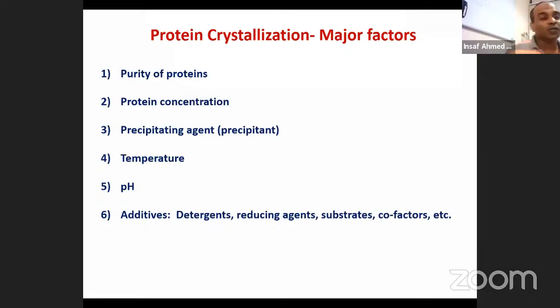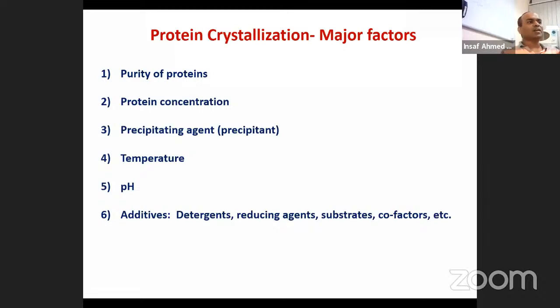What is the precipitant you are using? So precipitant can be anything. Even some proteins get precipitated in water also. Why is it precipitated? If protein concentration is very high, they will precipitate in the water itself.